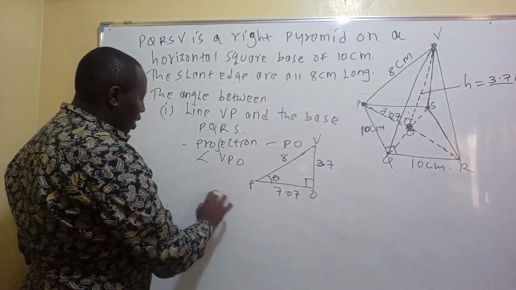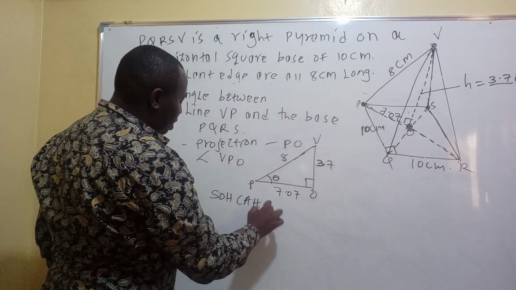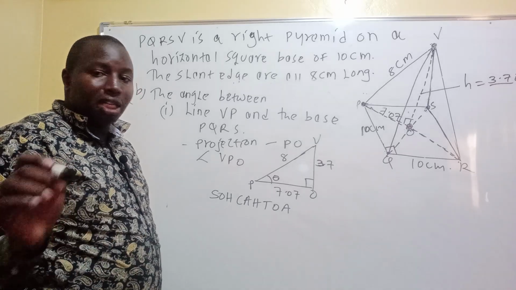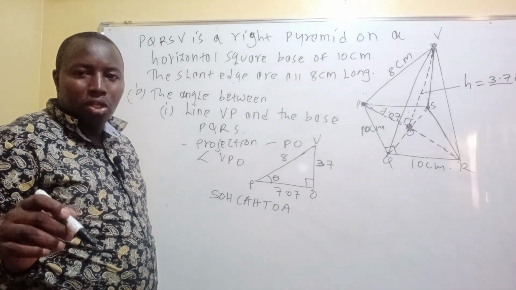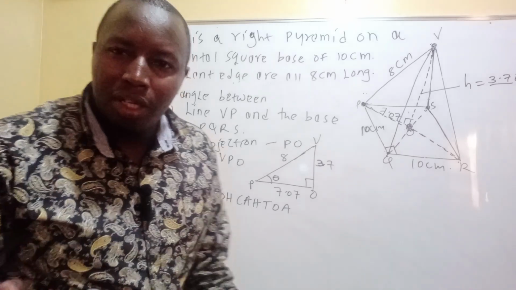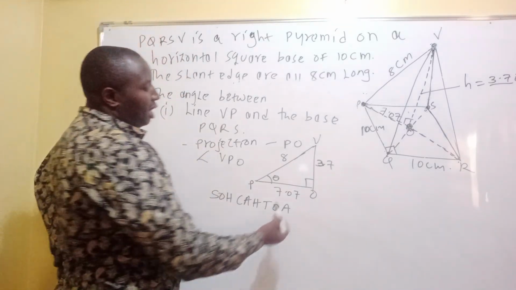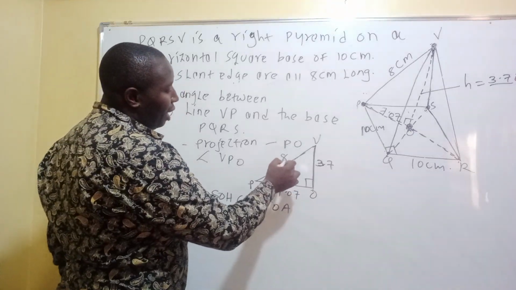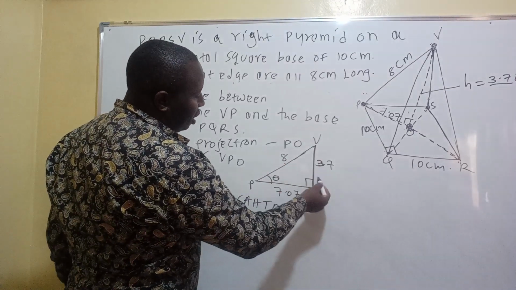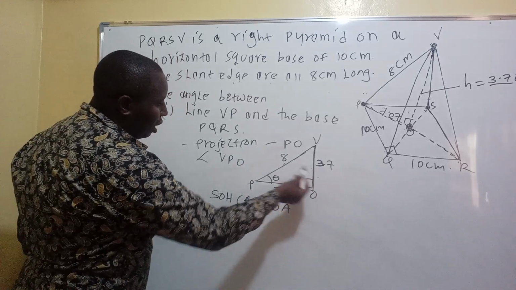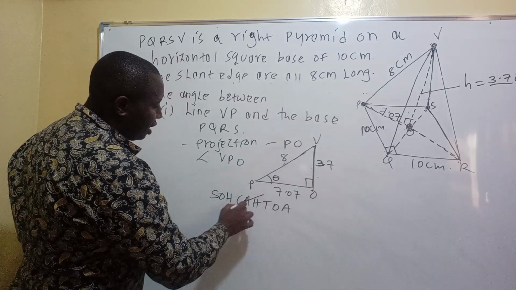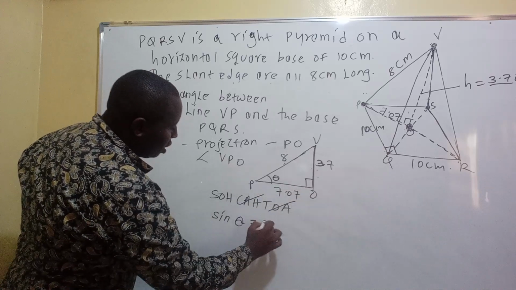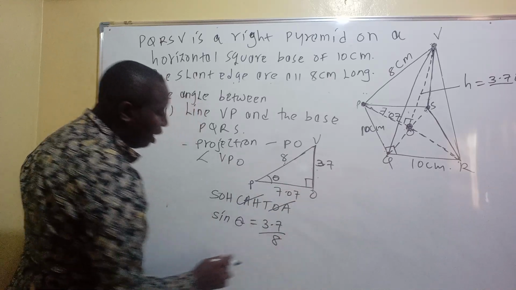So in this case, you apply trigonometry, SOHCAHTOA: sine, cosine, tangent. You apply this concept. Now you check two sides. We can check the height, which is the opposite, and the hypotenuse. So you can leave the adjacent, and you can use sine. The sine theta is equal to opposite 3.7 over hypotenuse 8.